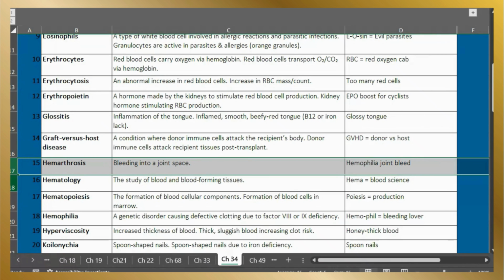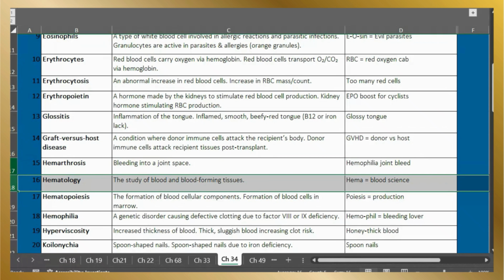So moving forward, hematology, the study of blood and blood forming tissue. Hema, we know it's blood, and logy is the science of it. So this includes disorders like anemia, leukemia, and clotting disorders. So it includes RBC, white blood cell, and platelet disorders. I mean this chapter.